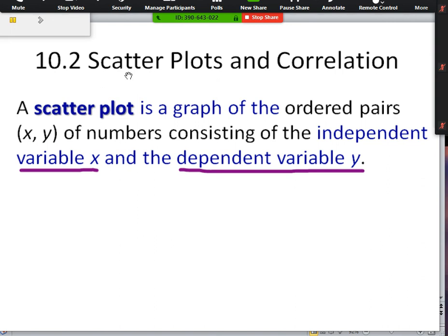All right, so then we're talking about scatter plots and correlation. A scatter plot is a graph of the ordered pairs, x and y. You've seen those before, right? Probably in like 6th grade, making little graphs of points. You have the independent variable x, that's the one you can control, the one you can mess with, and then the dependent variable y, which is the one you cannot control typically, or theoretically.